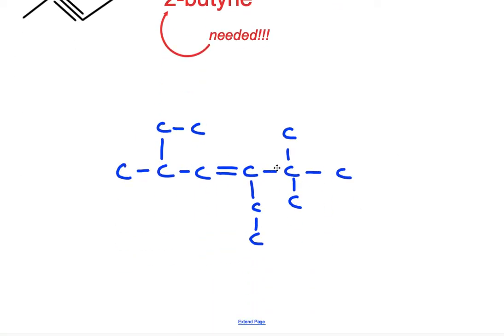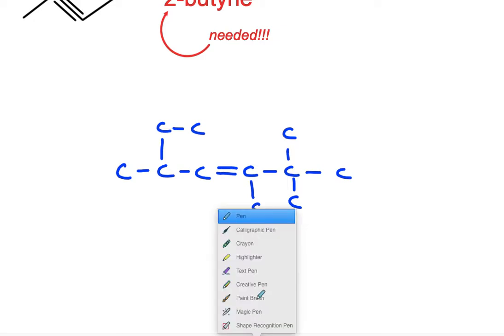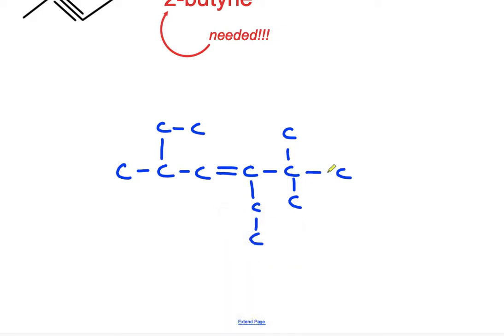Okay, final thing. If you'd like to pause it or whatever, try to figure out what this is. So pause the video for a moment. Find the longest chain that involves the double bond. I was not trying to make it horribly tricky, but I'm going to highlight it. So I believe it's right here.